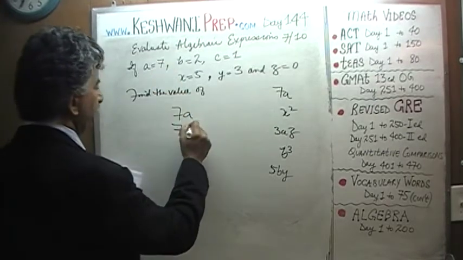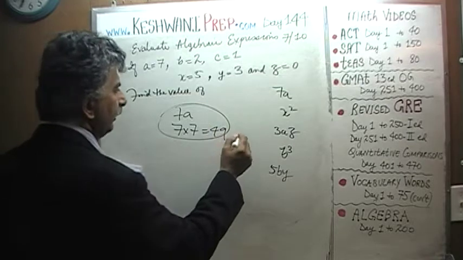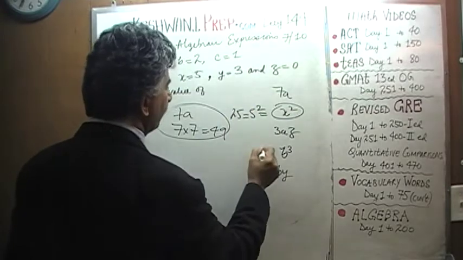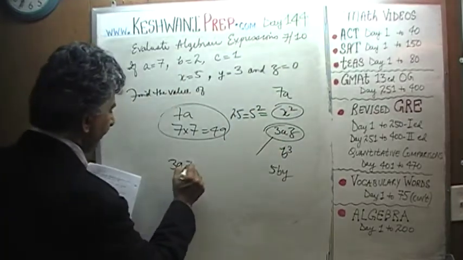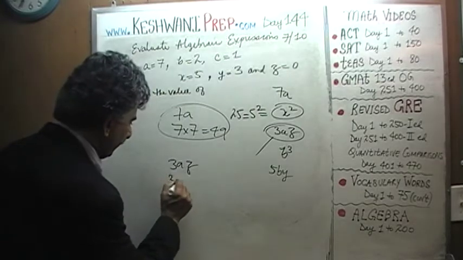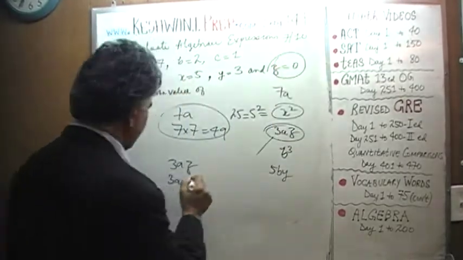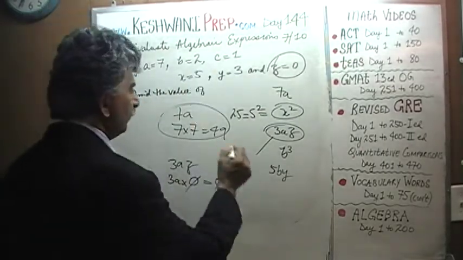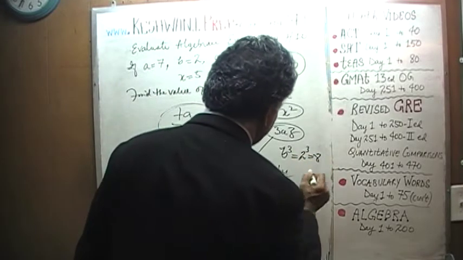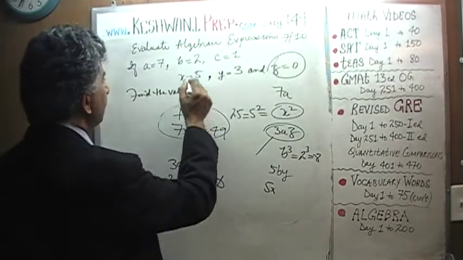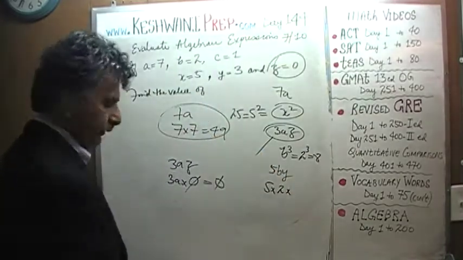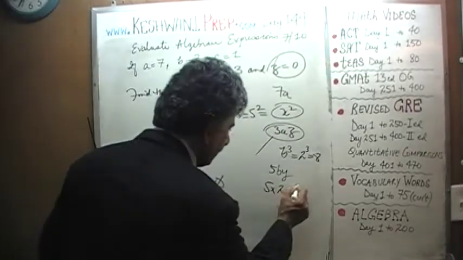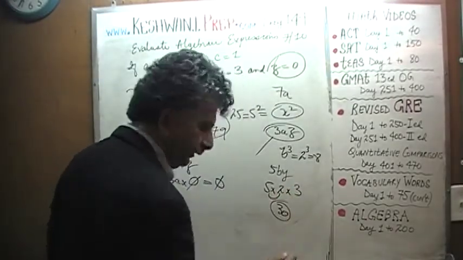7 times A, which is 7, is 49. Number 2, x squared, how much is x? X squared is going to be 5 squared, which is 25. 3 times A times Z, it doesn't matter what 3 times A is, Z, we are told, is 0. 0 times anything is 0. B cubed is 2, so it's 2 cubed, which is 8. 5 times B, which is 2, times Y, which is 3, 5 times 2 is 10, so it's 30.